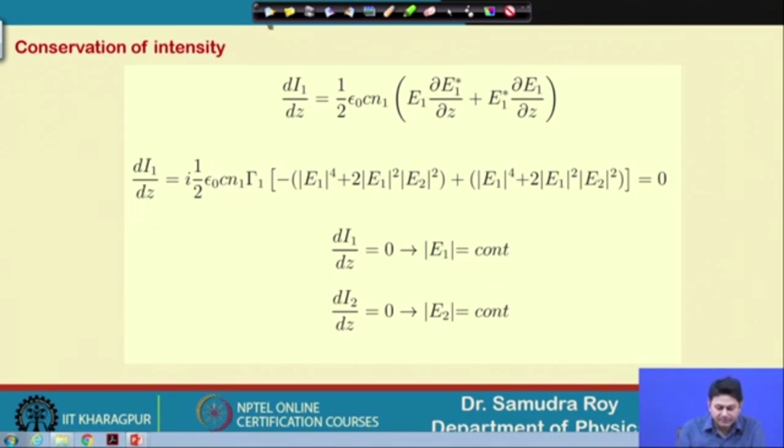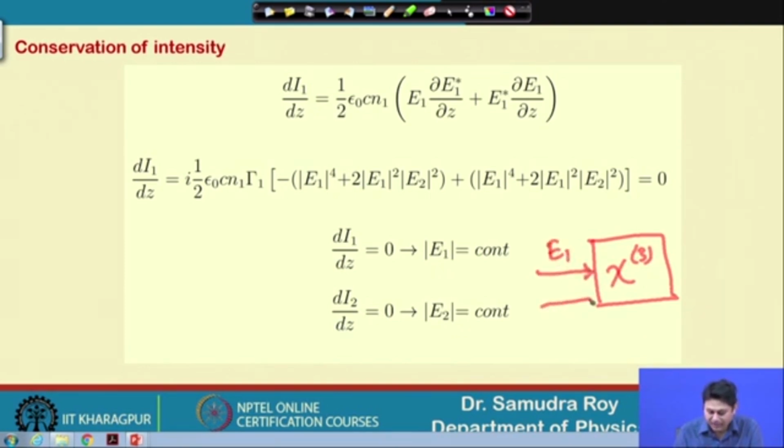So, what is the physical meaning of that? Let us understand once again. Say this is a block with nonlinearity chi 3. I am launching an electric field E1, and I am launching another electric field E2. E1 contains a frequency component, say omega 1, and E2 contains a frequency component, say omega 2. Both are launched here. Now, our question is whether the amplitudes of these two will evolve over this distance z or not, and we find that at least under cross phase modulation, the individual amplitude will remain conserved. So, there will be no change of amplitudes.